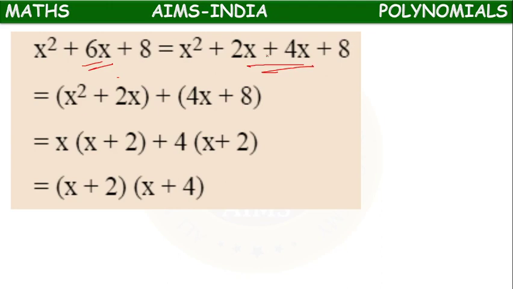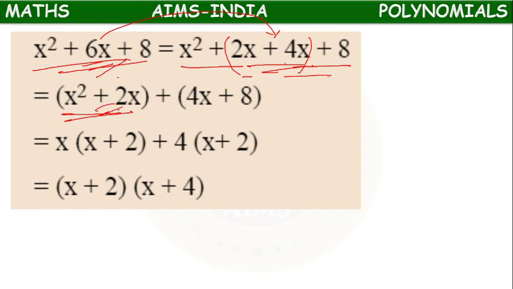Now the first two terms we make into one group, and the next two terms into another. Previously we had three terms; by splitting the middle term into two terms, we got 4 terms. Out of 4 terms, the first two are taken into one group, the next two into the other group. In the first two, what is common? We can take x as common, because x square means x into x, plus 2 into x. So what is common here in both the terms?